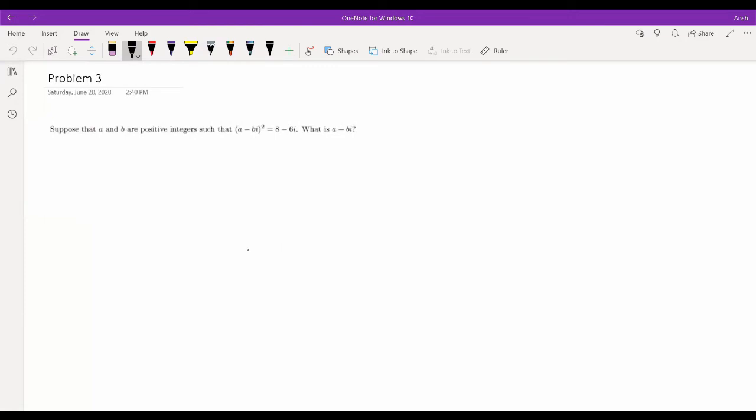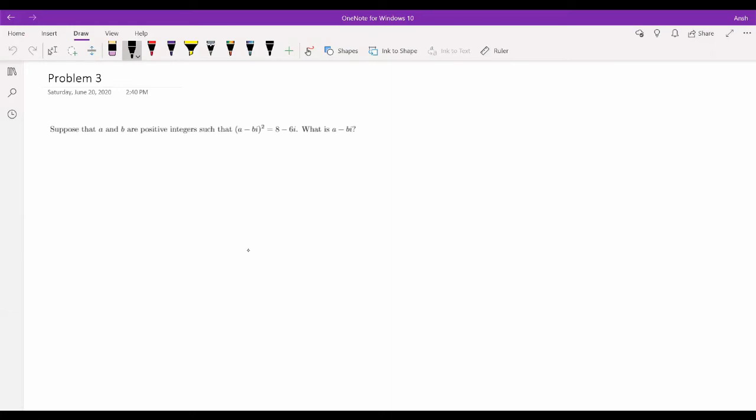Okay, so for our next problem, suppose that a and b are positive integers such that (a minus bi) squared is equal to 8 minus 6i, and it asks us to evaluate what a minus bi is. Well, first what we can do is just expand this. This is just a general strategy for any algebra problem.